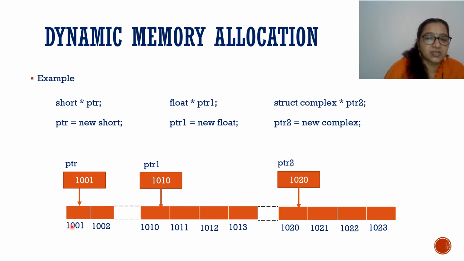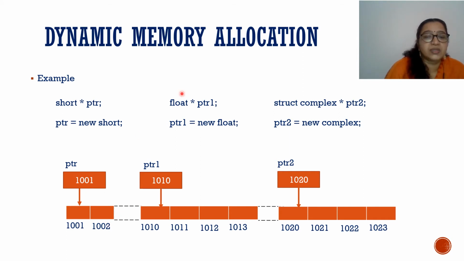The base address of these 2 bytes is 1001. There is no name for this cell now. See, there is no name. When you use PTR is equal to new short, we will get 2 bytes of memory allocation, but we are not specifying any name. So there is no name. So how can we access the values? Only through the pointer. The pointer will hold the base address of this cell.